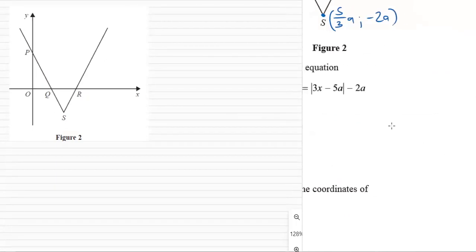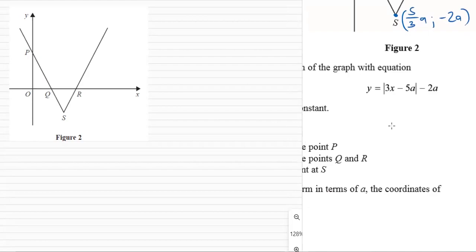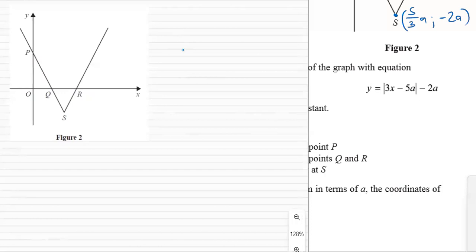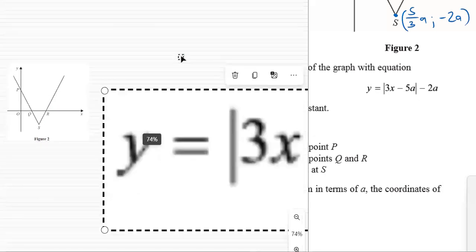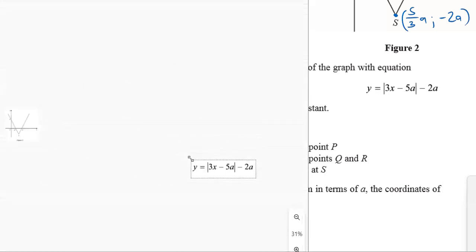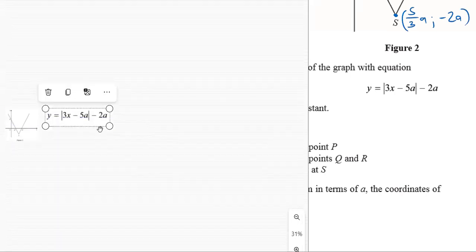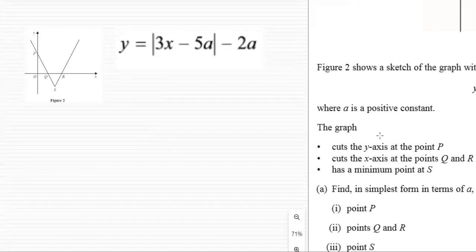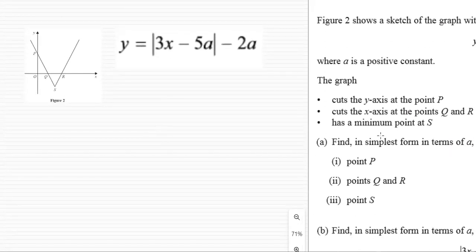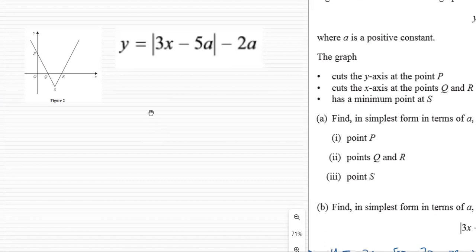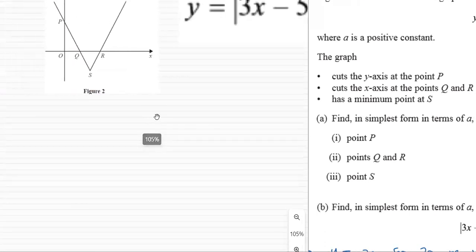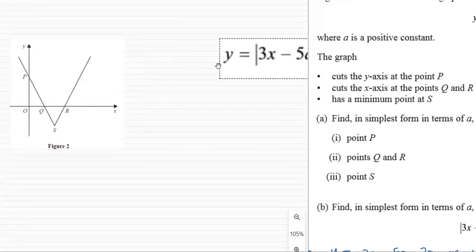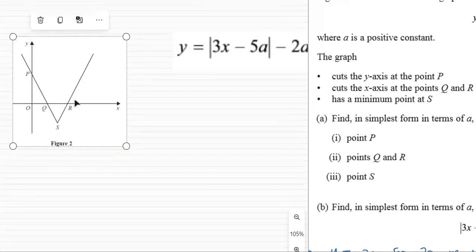So the question gives this modulus graph equation, and it asks us to answer a few questions. Let's take a look. This one gives a little bit of information. I just want to look at the information first. The graph cuts the y-axis at point P. That's given, so that's just written on there.